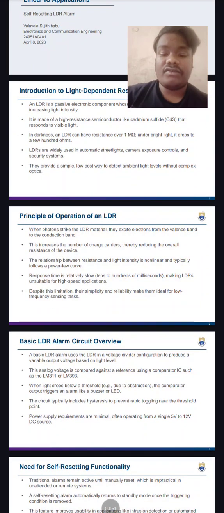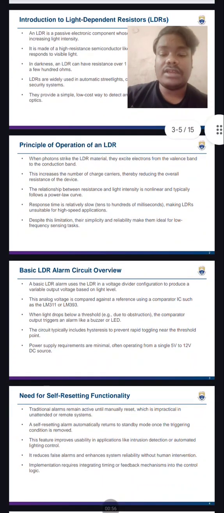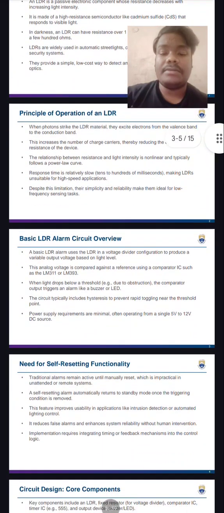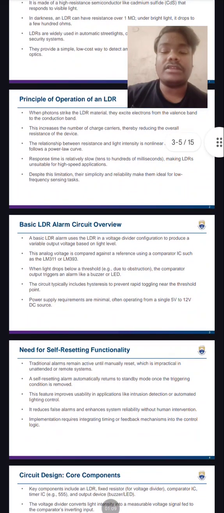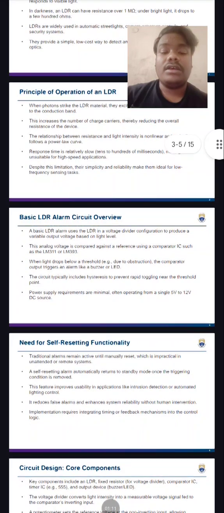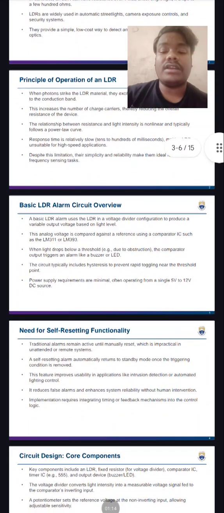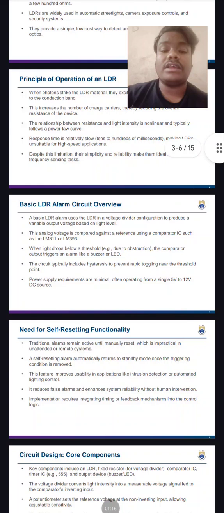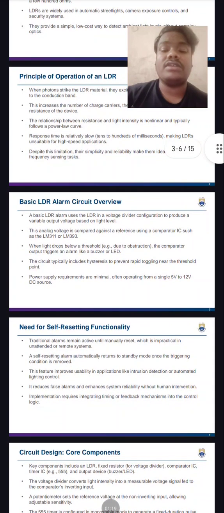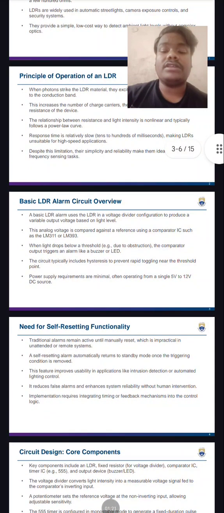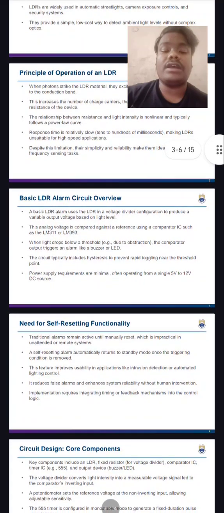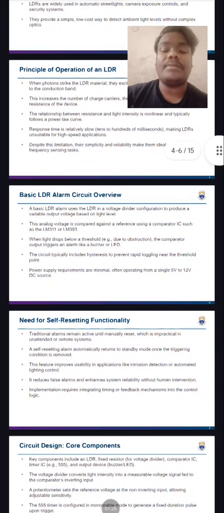And the principle of operation of an LDR: when photons strike the LDR material, they excite electrons from the valence band to the conduction band. This increases the number of charge carriers, thereby reducing the overall resistance of the device. The relationship between resistance and light intensity is nonlinear and typically follows a power law curve. Response time is relatively slow, making LDRs unsuitable for high-speed applications.